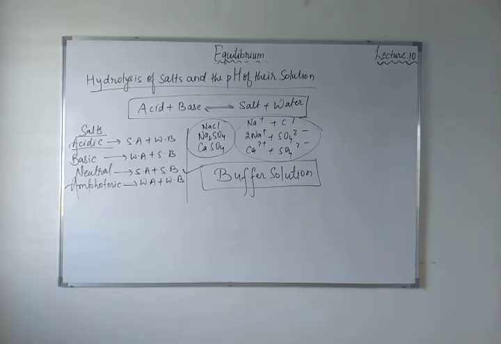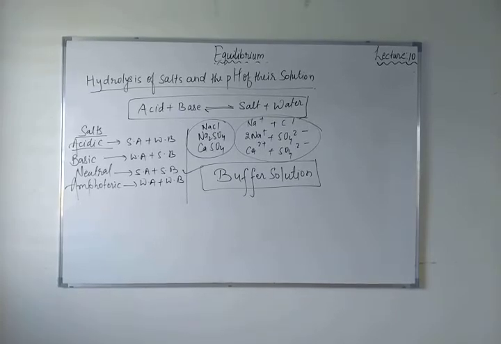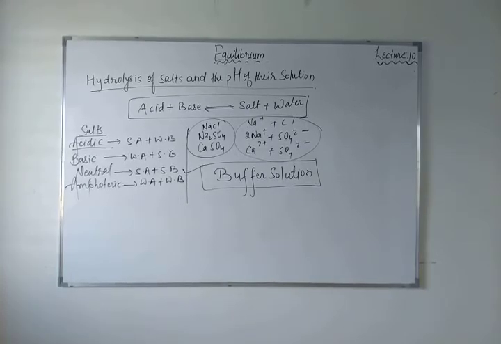Now in the buffer solution, pH can be prepared from knowledge of the ionization constant of weak acids and the ionization constant of bases. It can be controlled by the ratio of the salt and the acid, or of the salt and the base. The mixture of acetic acid and sodium acetate acts as a buffer solution. Acetic acid and sodium acetate.